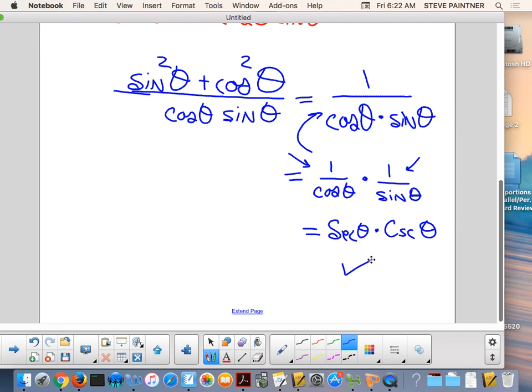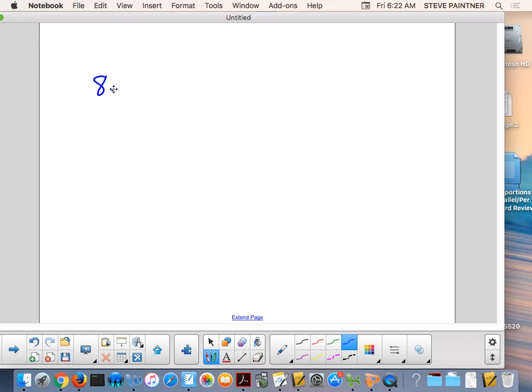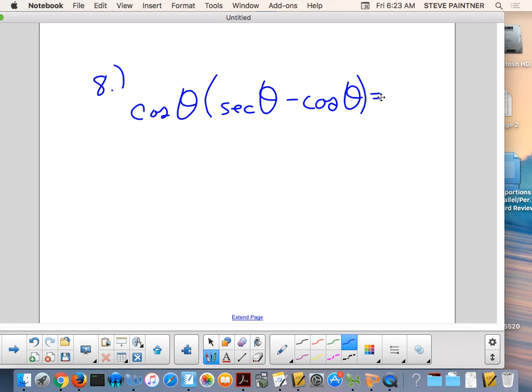Okay? So this is how you would have done number 4, and number 4 was pretty difficult if you ask me. Another one that's a little different is number 8. So just take a look at 8. Number 8 is cosine of theta times secant of theta minus cosine of theta. Okay? And it should equal what?